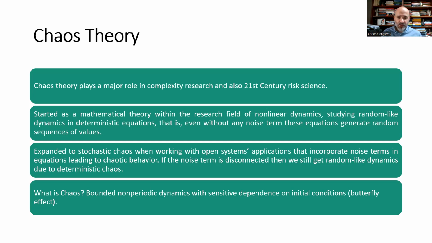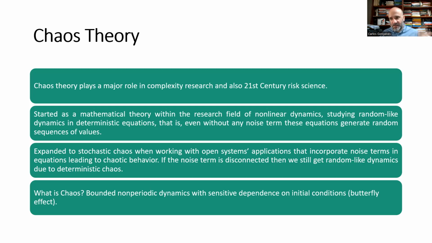It expanded to stochastic chaos when working with open systems applications that incorporate noise terms in equations. So we have a stochastic process that has a deterministic component that leads to chaos, but also incorporates a noise term. And we can have noise-induced chaos phenomena, for instance, in the case where the dynamics was actually periodic. The noise can destroy a periodic window and lead to chaos. So this is one of the phenomena that can occur when we have nonlinear dynamics that can lead to chaos for certain parameters, coupled with external noise. If the noise term is disconnected, then we can still get random-like dynamics due to deterministic chaos.